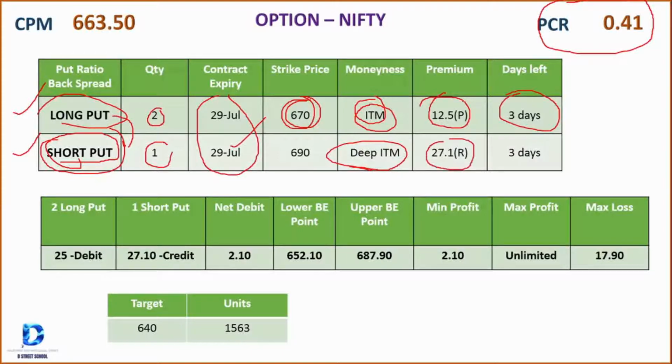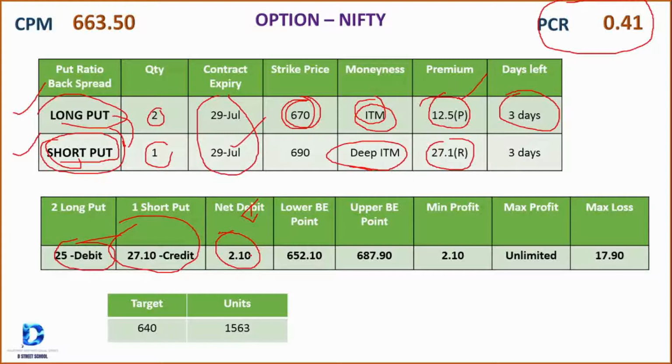So what would be my net debit? I'll tell you. For the two long put contracts, 25 rupees debit. I have to pay the premium to buy two long put contracts. To sell one short put contract, I receive a premium of 27 rupees 10 paise. So we will have a net 2 rupees 10 paise. We will have a net credit. So this is not a debit, we will have a net credit. As soon as we implement the strategy in the market, we will have a net credit of 2 rupees 10 paise in our account, which will be positive money.